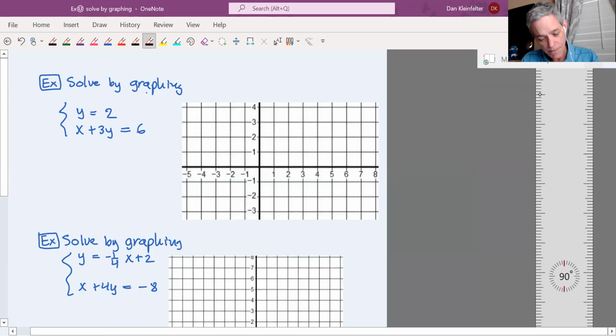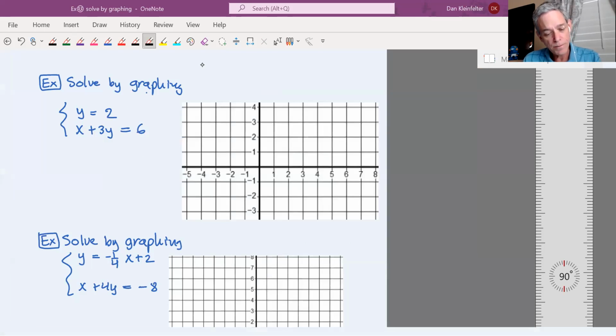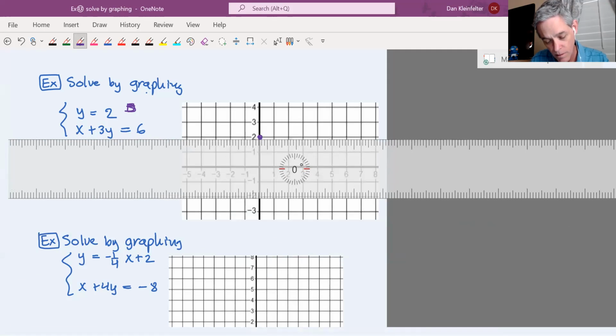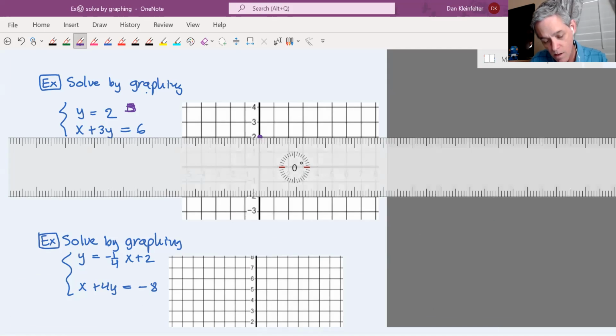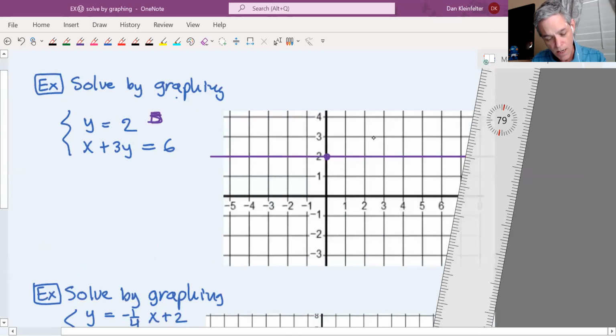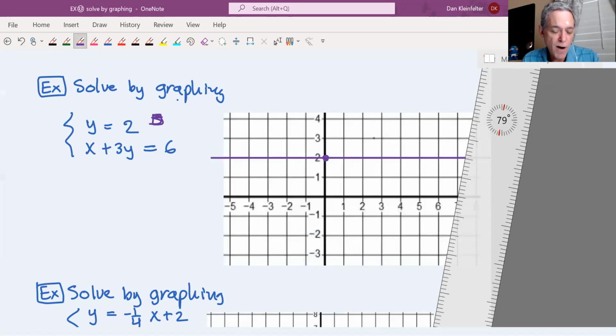All right, let's try a couple more. Here, y equals 2. That is a horizontal line, right? It has a y-intercept of 2. And then x plus 3y equals 6. Let me find intercepts for that one.